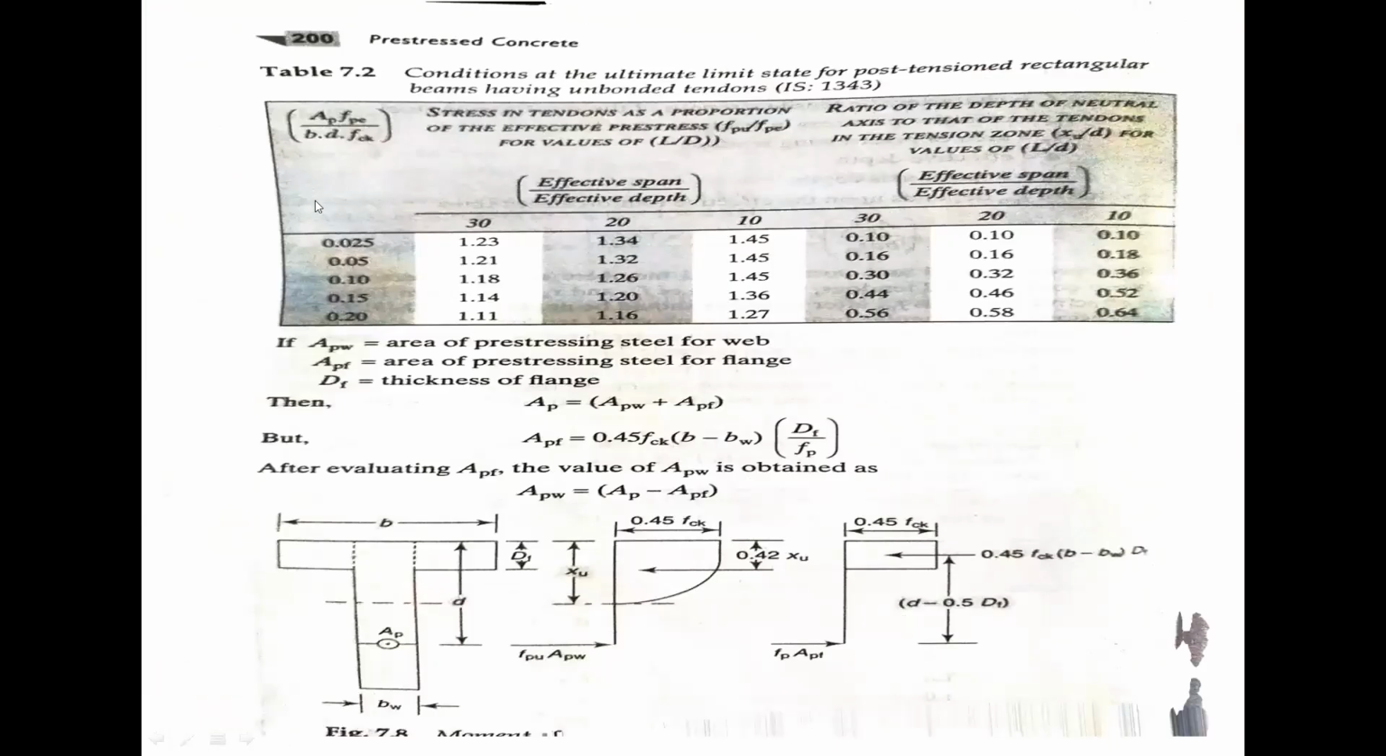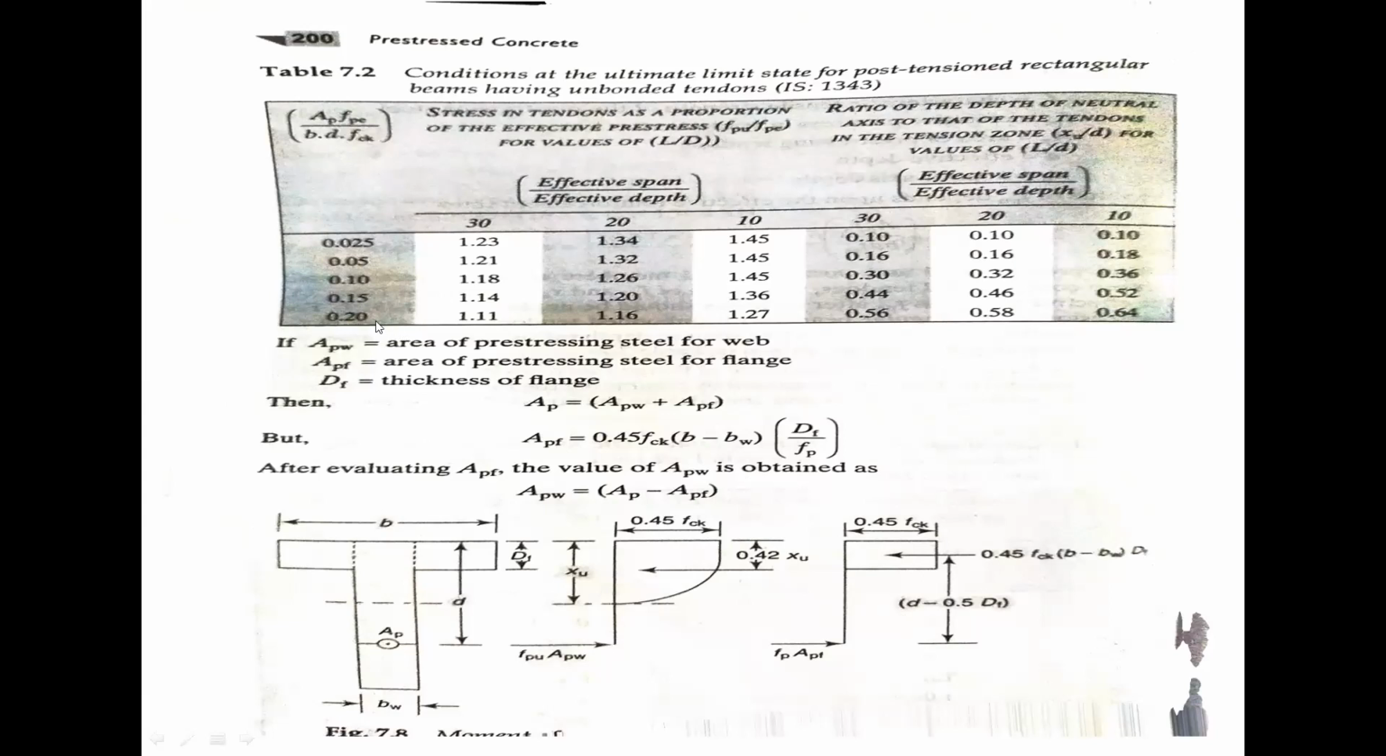equal to 2482 into 1000 divided by 300 into 1600 into 40. Got the ratio, per table 7.2, 0.129, and FPU by FPE the ratio 1.31, and XU by D is equal to 0.41. This value 0.129 you have to take in table number 7.2. You have to find this value 0.129, that means about 0.13.